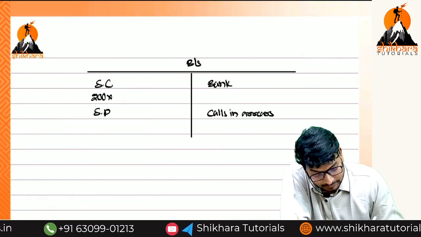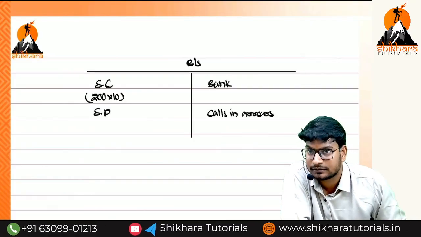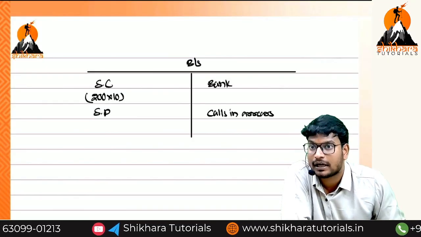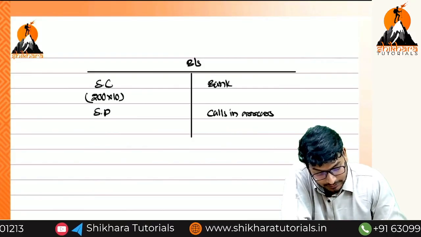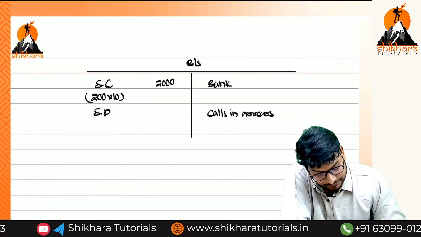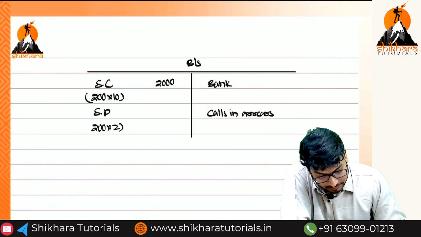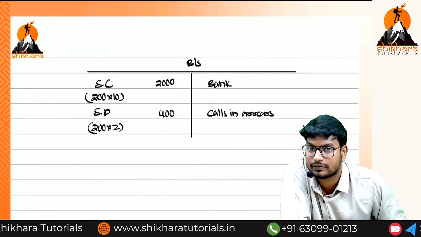200 into 10, because all the calls have already been completed. So that is the reason we are taking 10. Before, what is the amount we have taken? Up to the first call only we have taken. What is the total amount? 2,000. And securities premium, how much? 2 into 200 into 2, that is equal to 400. Okay? 2 or 3?